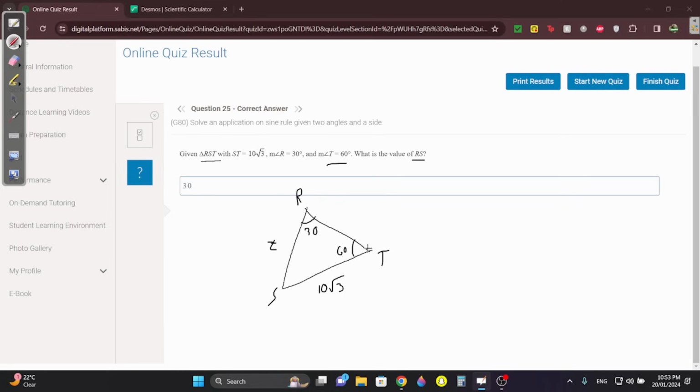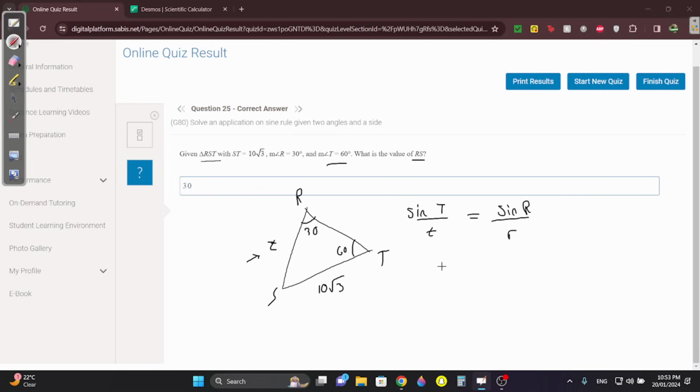Since it's two angles and two sides, we're going to use the sine rule, right? So we always start with what they're asking for. So sine T over t equals what is given? 10 radical 3, so sine R over r. Why r? Because r is opposite to the angle R.